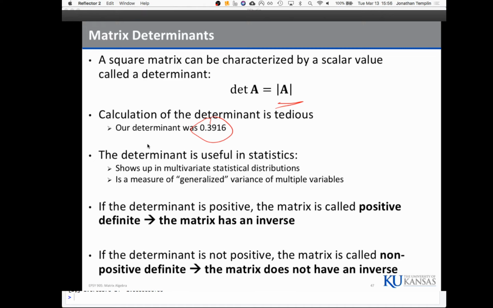It also shows up in statistics in that we're going to call this a generalized variance of multiple variables. What? So we know what a variance is, right? If you collect 2 variables, each of them has a variance. It's a measure of spread for each variable by itself.